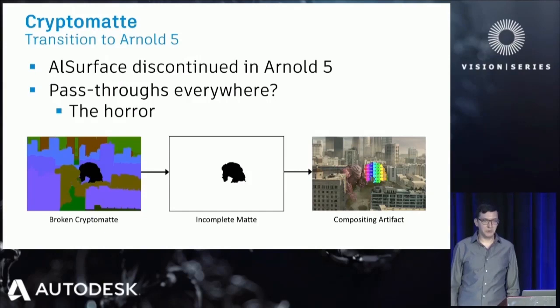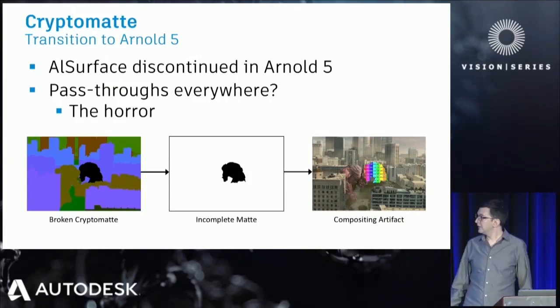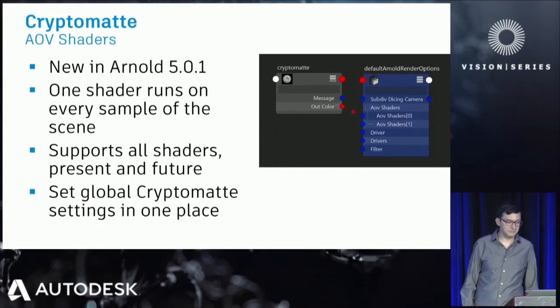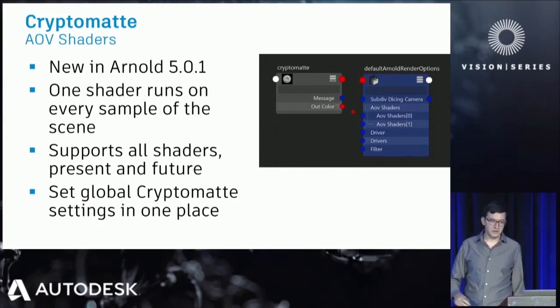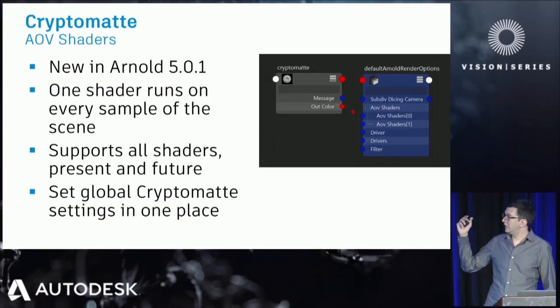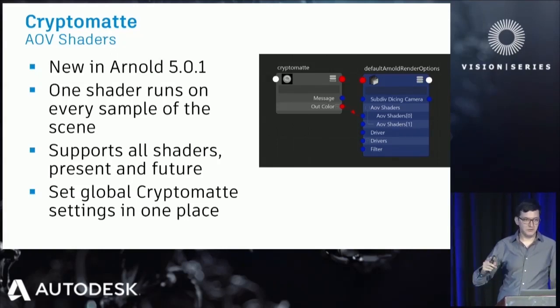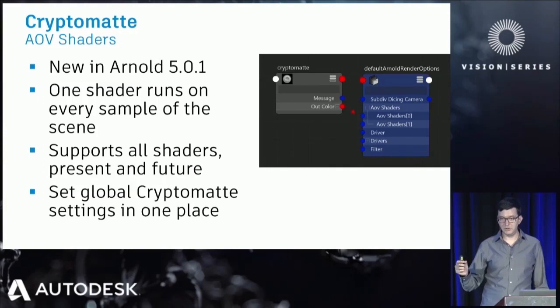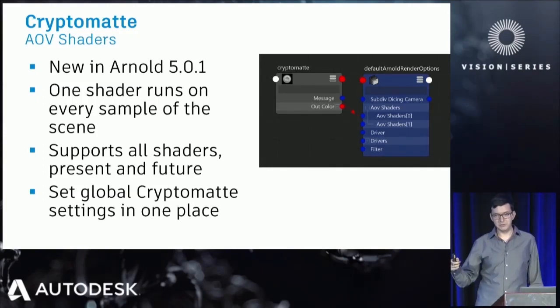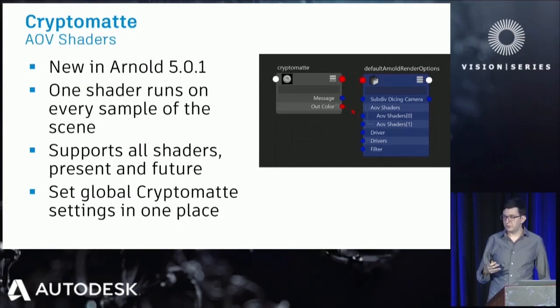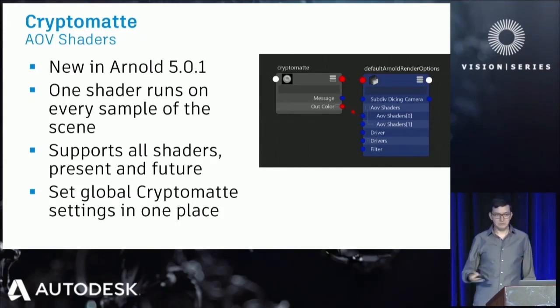So we made a proposal to SolidAngle about how to fix this. And that eventually turned into AOV shaders, which is a new feature in Arnold 5.0.1. The way that AOV shaders work, in the case of Cryptomatte, they're not actually Cryptomatte specific, but for Cryptomatte, you put Cryptomatte on your Arnold render globals. So you install one shader in one place, and then every time the renderer renders any sample at all, it'll render the beauty shaders that are there, followed by the AOV shaders. So it's as if you have your Cryptomatte installed in every shader in the scene. And by doing this, we can support all shaders, because we don't have to support any shaders. It's basically just going to work. So it'll work with all shaders, present and future.